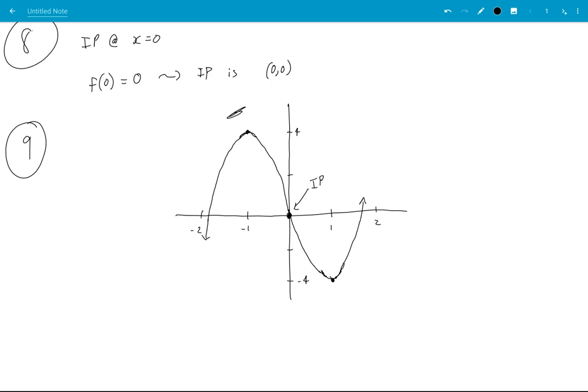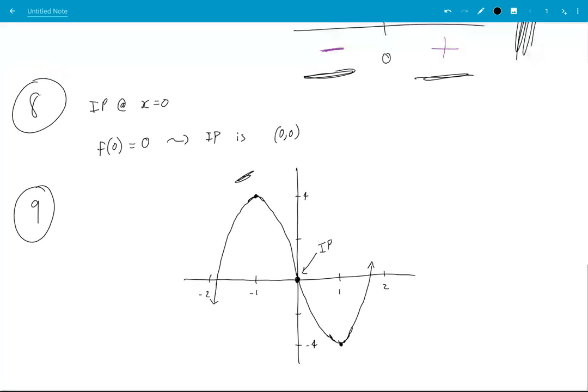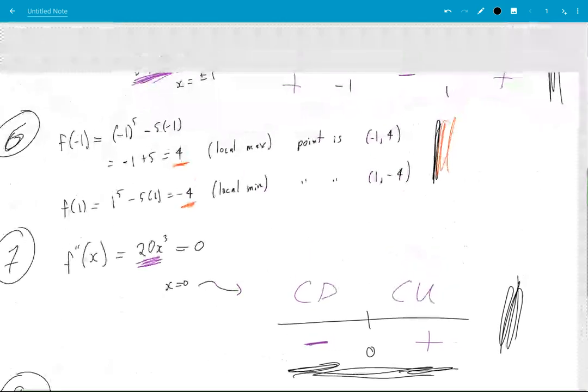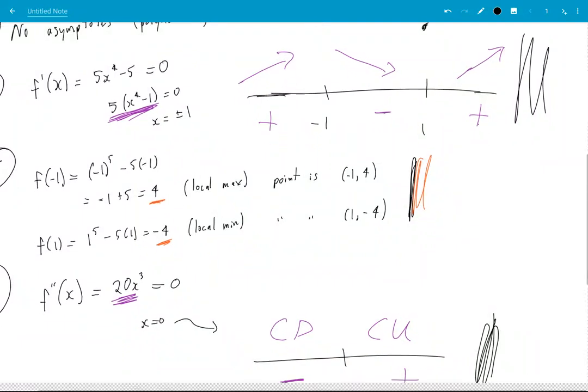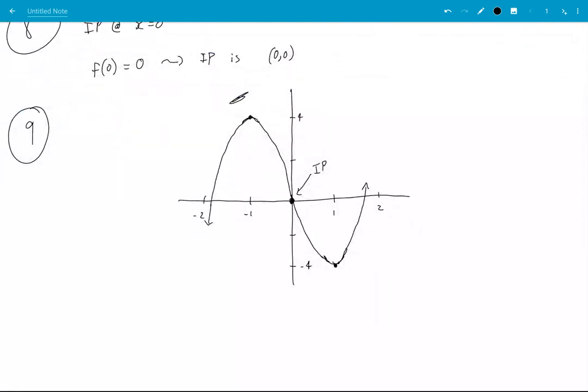Okay, at this point, I should compare my graph with what I've calculated in parts 1 through 8. So I should double check that the concavity makes sense. And maybe more interestingly, this increasing, decreasing number line. It should be going up, then down, then up again. And you can see that's what's happening. It is increasing and decreasing and then increasing again. So everything looks ship shape.